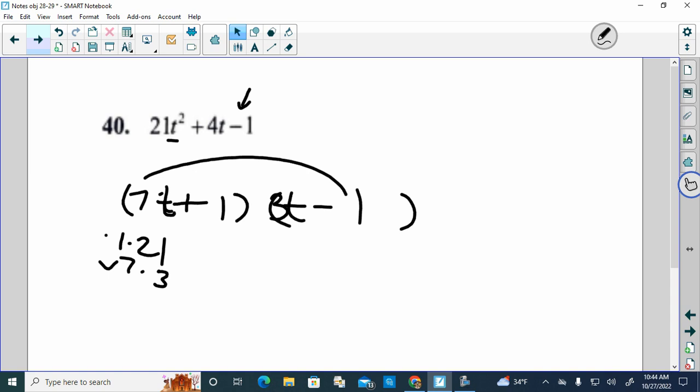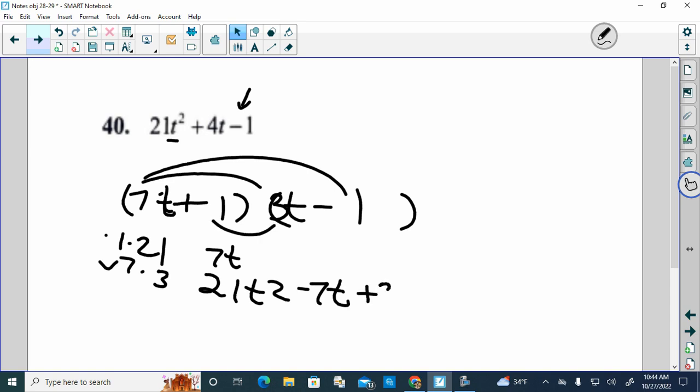So 7 times a negative 1 would be a negative. Sorry, I skipped my first one. 7 times 3 would give me 21t squared. And that one times that one would give me a negative 7t. This one would give me a positive 3t. And then a positive times negative gives me a negative. So as long as these two work out, then it works. What did that give me?